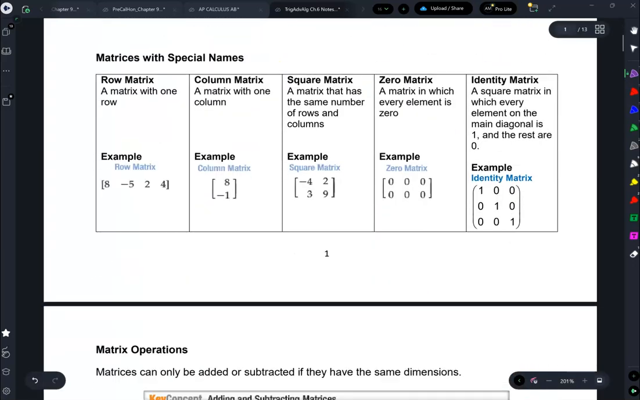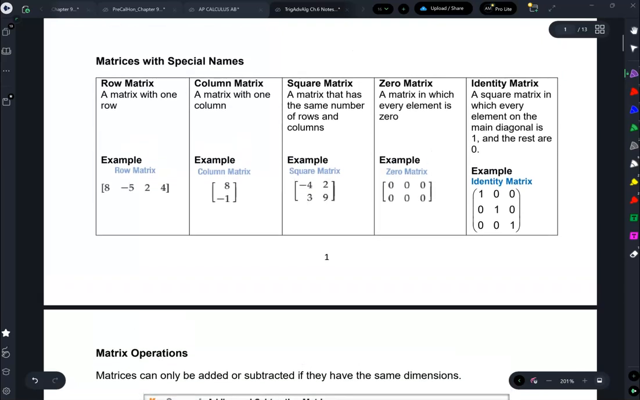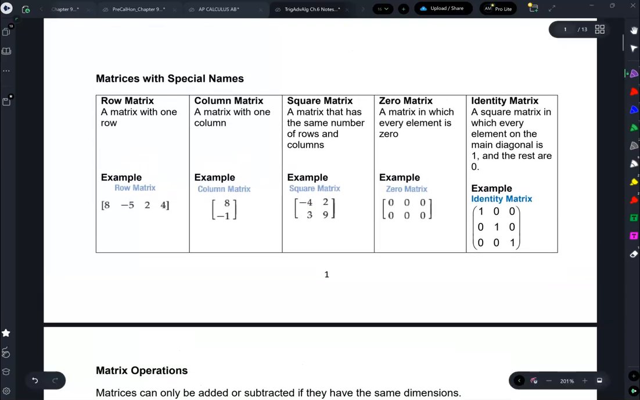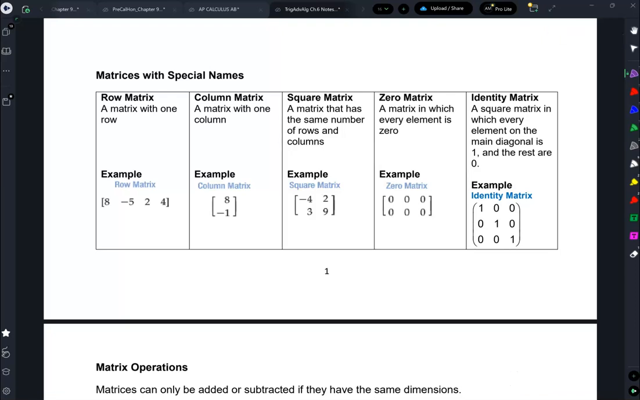Let's talk about some terminology. A row matrix is a matrix that has just one row, right? Like this one row. You could have as many columns as you want, but just one row. So what are the dimensions of this matrix here? 1 by 4. A column matrix is a matrix with 1 column. What are the dimensions of this matrix? 2 by 1.